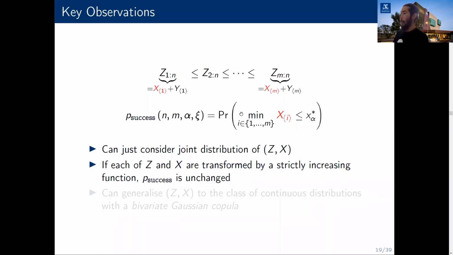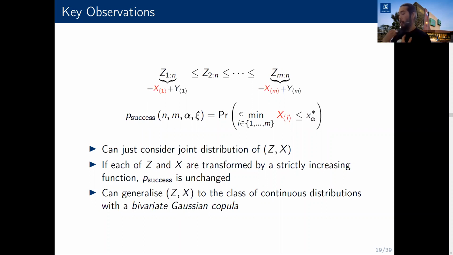So then we can generalize the problem statement and say, well, now X and Z can belong to the class of continuous distributions where we can transform a bivariate Gaussian by some strictly increasing function. And this can be characterized with a so-called bivariate Gaussian copula. So Z and X don't need to be jointly Gaussian before, as we considered earlier, but now they can just come from this class of distributions.